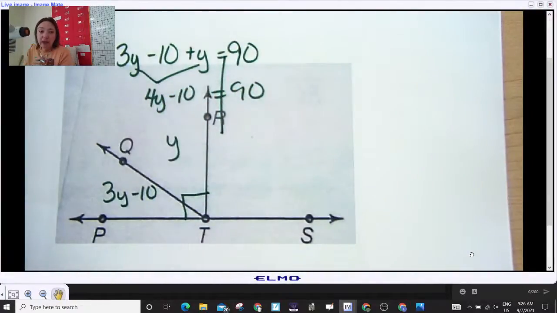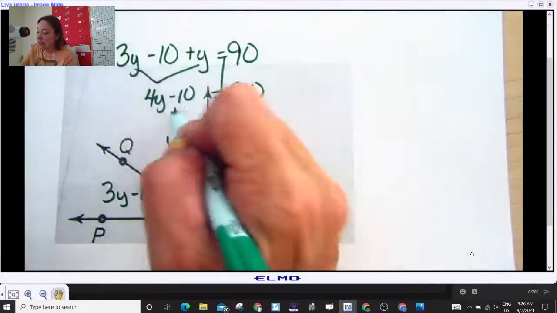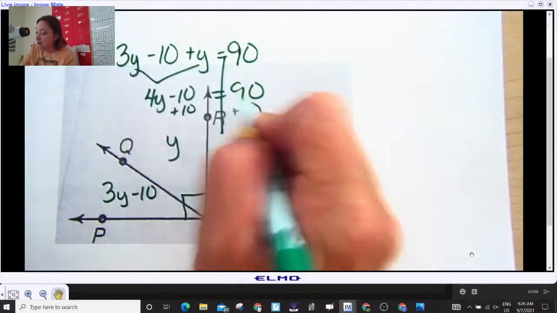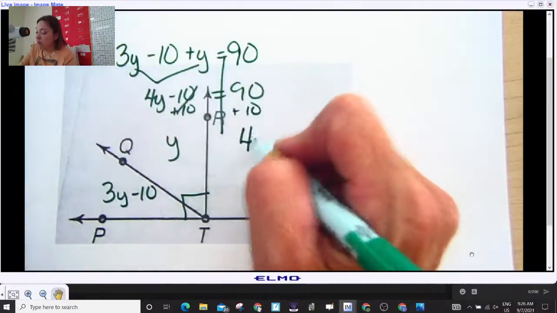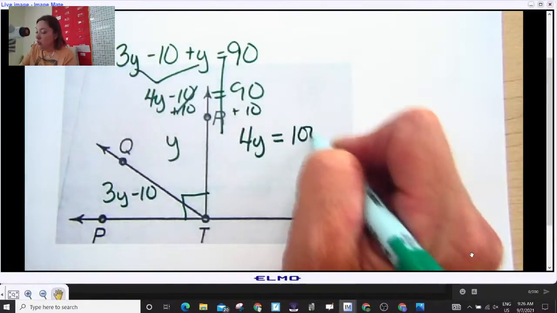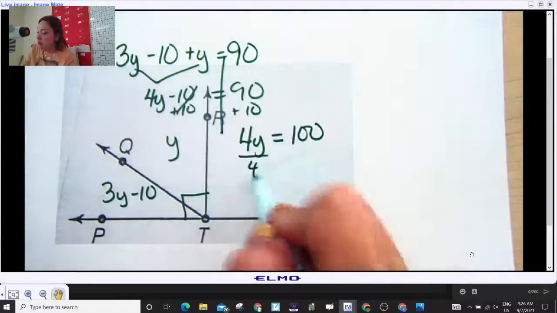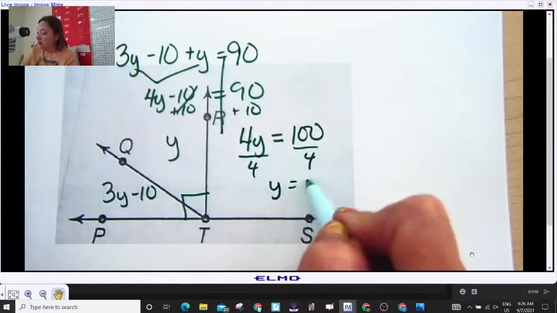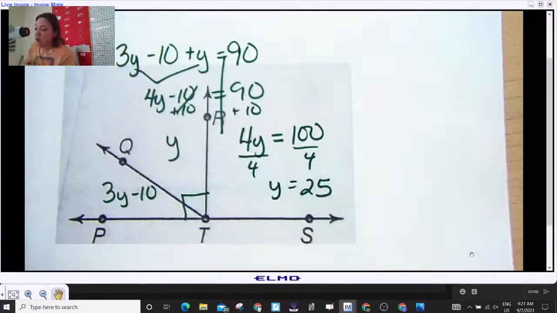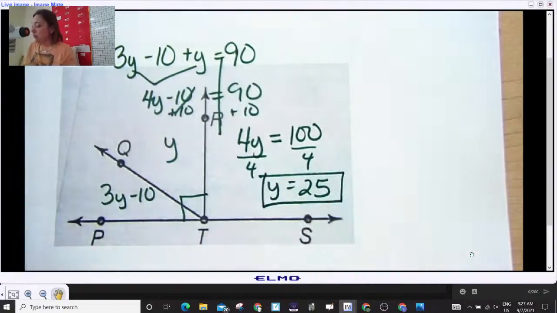So now what? So I'm going to add 10, right? And that's going to get me 4y equals 100. Then what? Divide by 4. And what is y? 25. Now, what was the question? Is the question find the value of y? Yeah, so we're done then. So y is 25, right?